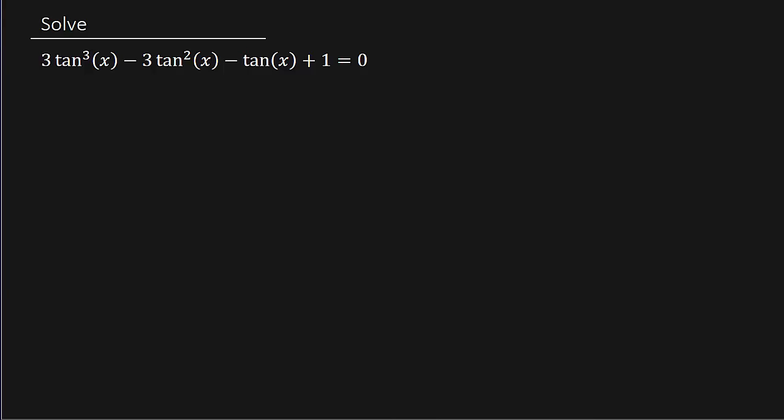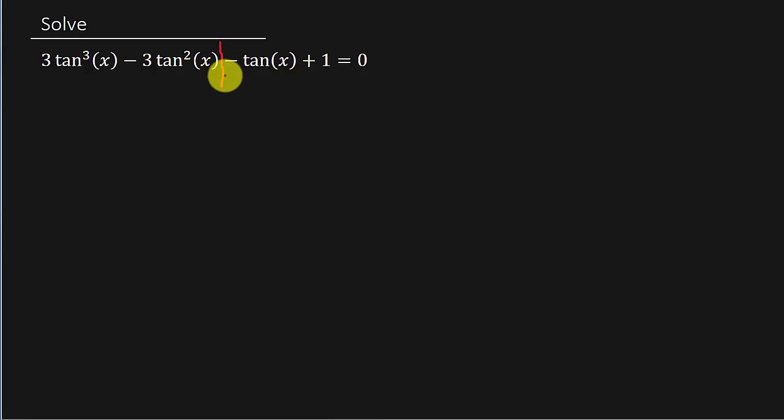Got an equation here to solve. It's a trig equation. It looks complicated, but let's hope it's not. Alright, so first thing I notice here, the largest degree is a cube. So I need to try to factor it, and it looks like we can factor it.